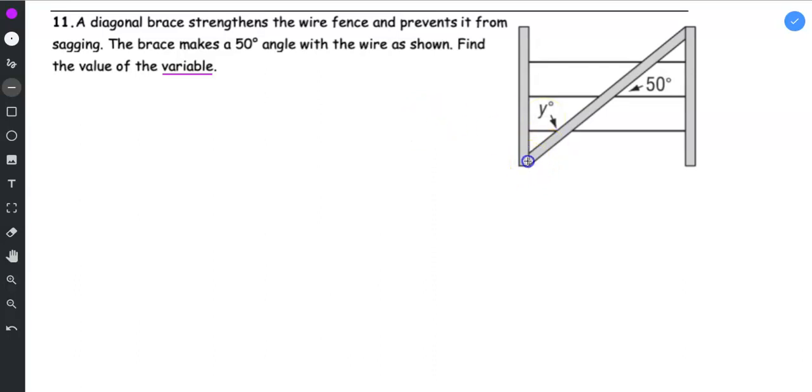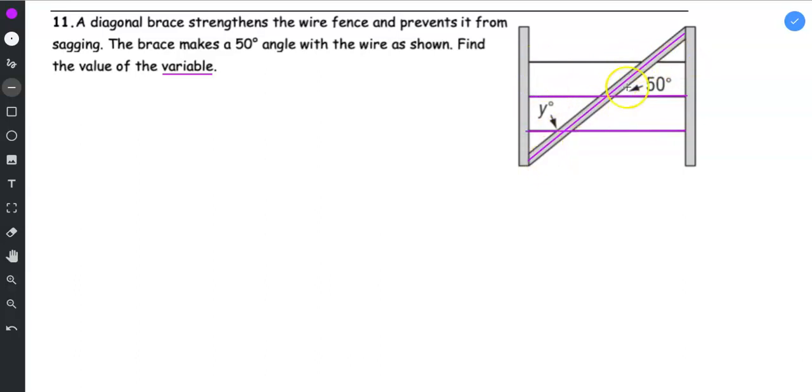The first thing I'm going to do is draw a transversal, which is the brace. And then from here, I don't need all three of these parallel lines. I only need the parallel lines that help form the 50-degree angle and this y angle. So the first parallel line that I'm going to draw in is this one, because I need this line and this transversal line to form that 50-degree angle. The next one I'm going to draw in is this parallel line, because I need this line and this line to form this angle right here. So I don't need this line up here.